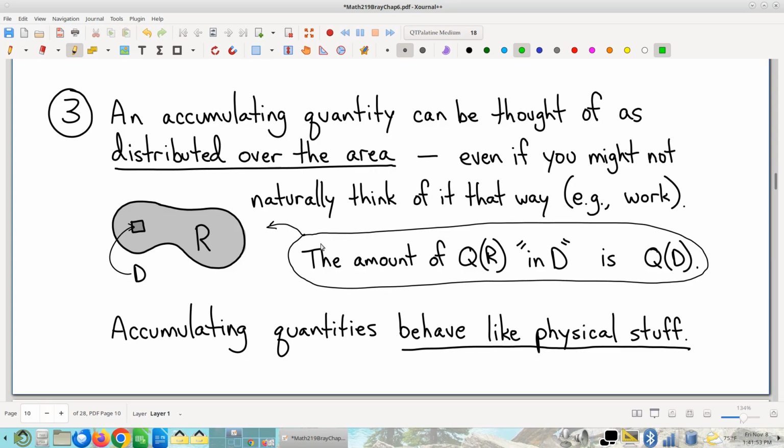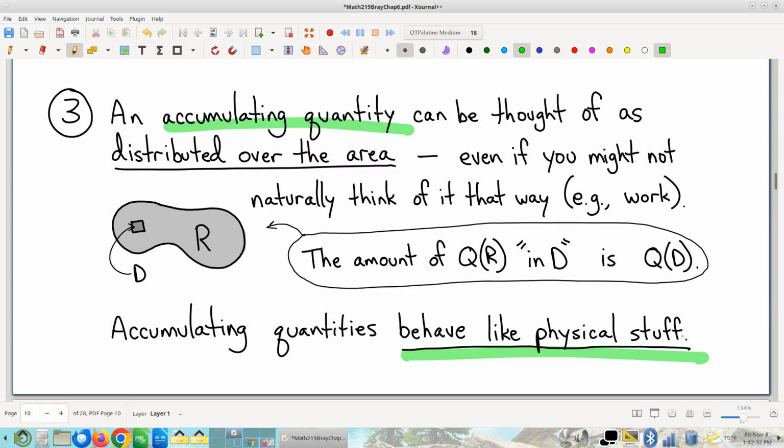And that is that accumulating quantities, basically, behave like physical stuff. Just to jump to the punchline. And what do I mean by that, by behave like physical stuff? Well, let's talk about mass. Mass is literally physical stuff, right? And if I were to talk about the amount of mass that's in a given region of area, I could, of course, also talk about how much mass there is in any one of these little subregions. Well, yeah, of course. Right? The mass is literally distributed across the area.